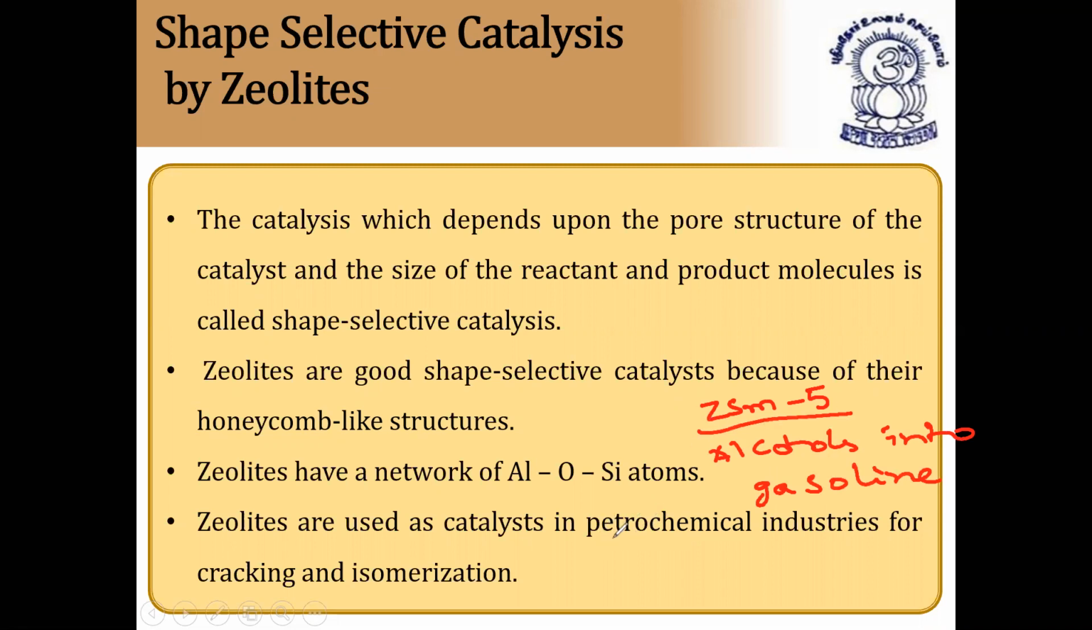So what is the zeolite name? It is called ZSM5. Zeolites are shape selective catalysts, and these are used in petrochemical industries. The zeolite ZSM5 is used to convert alcohols into gasoline or petrol. Please note this point. That's why it is used in petrochemical industries. I hope it is clear.